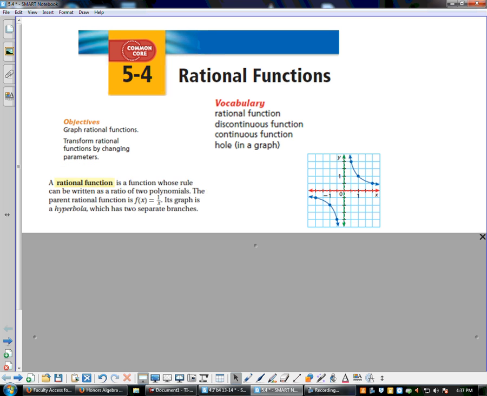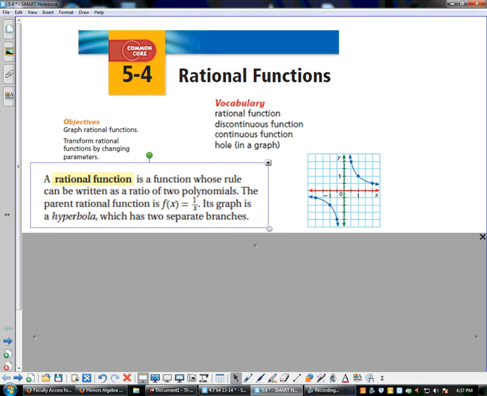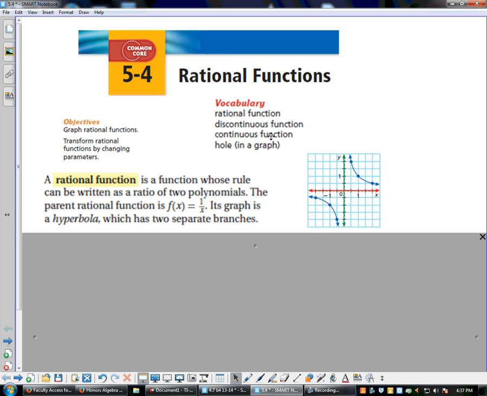All right, what is a rational function? A rational function is a function whose rule can be written as a ratio of two polynomials. The parent rational function is f of x equaling 1 over x, and its graph is a hyperbola which has two separate branches. So the graph for a rational function often will look like this.